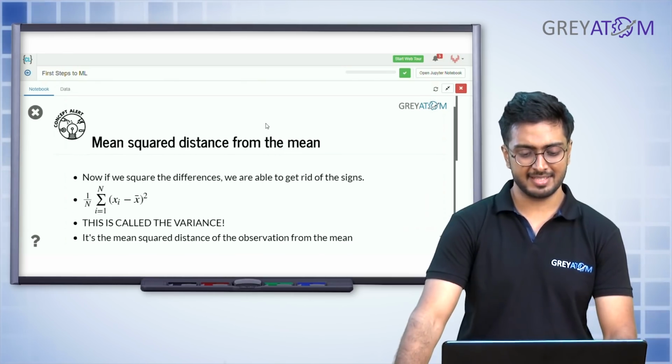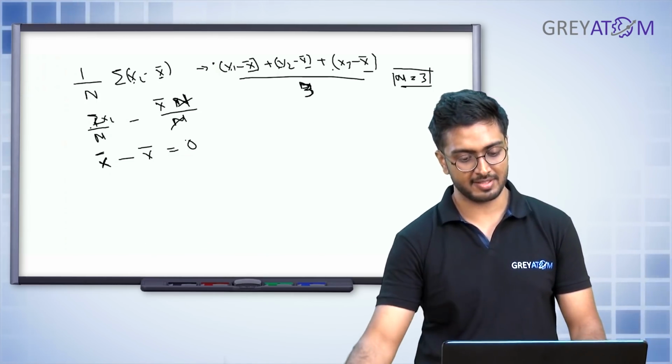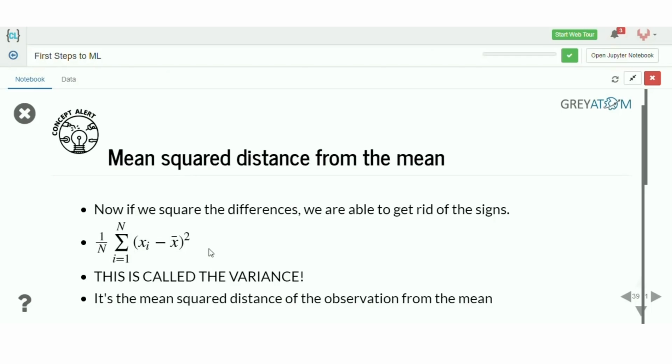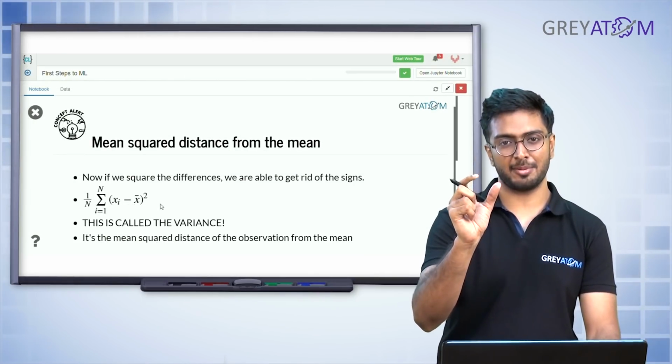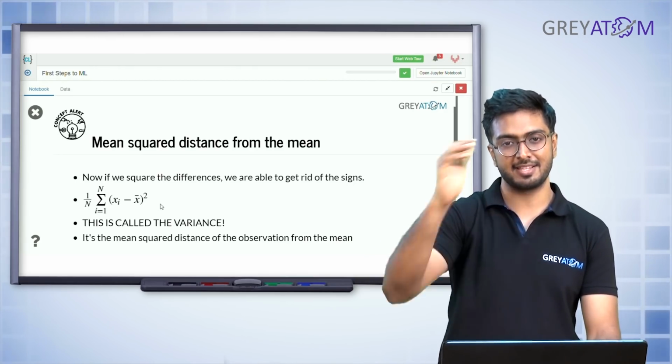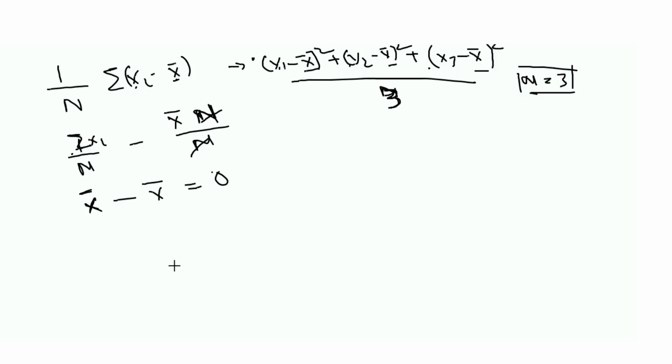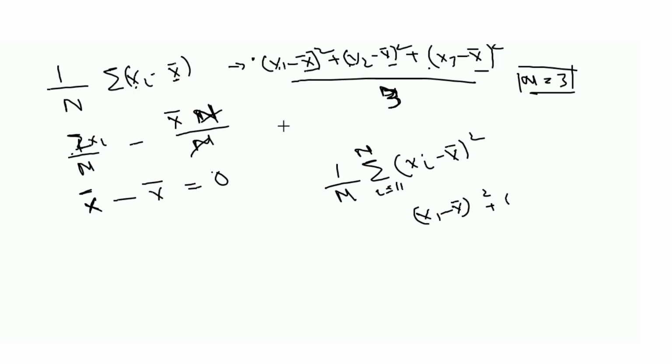So instead of adding the absolute values directly, we take a square of these values and add that, right? This is called the variance. It's the mean squared distance of the observations from the mean. So what we do is basically take every observation, take its distance from the mean, the difference from the mean, square it, and add it. And this is the formula for variance, which is 1 by n summation of xi minus x bar square, right? You are familiar with this notation now, summation from i equals 1 to n, which is basically nothing but x1 minus x bar square plus x2 minus x bar square, and so on. This is the same equation that we have drawn out here, all divided by n.